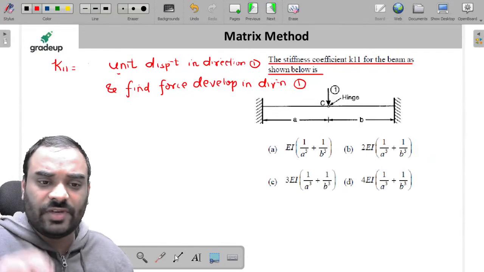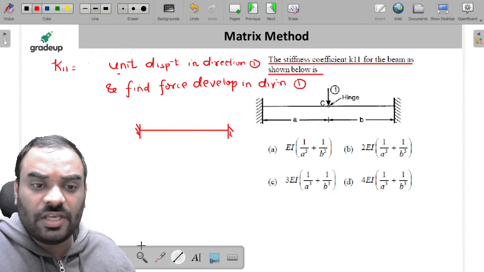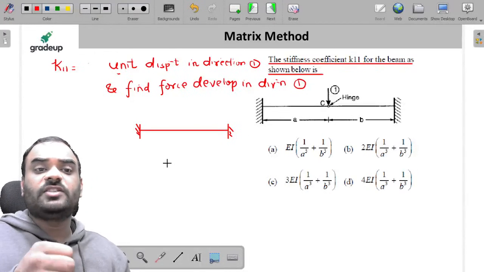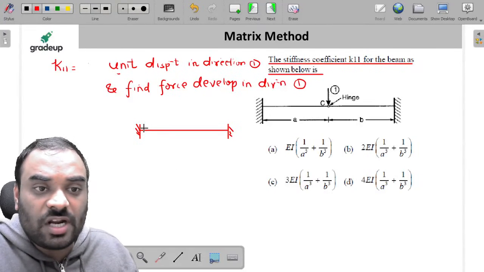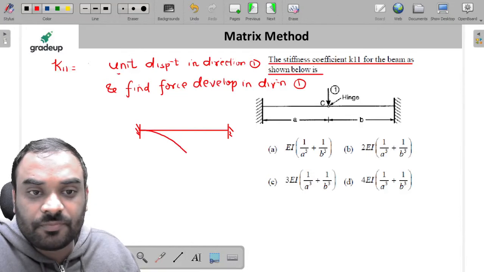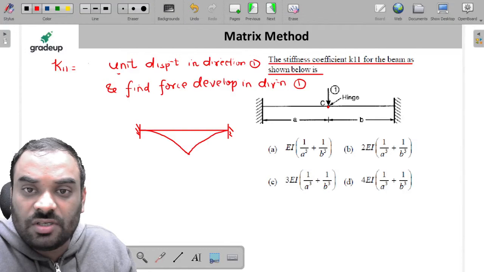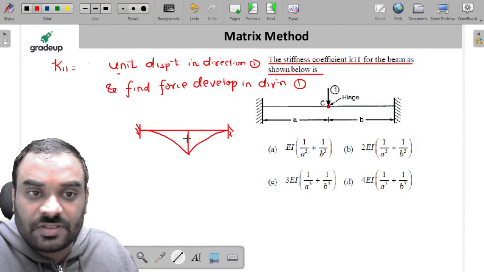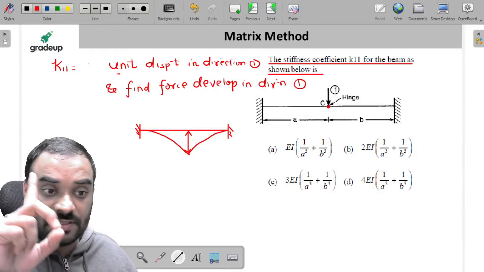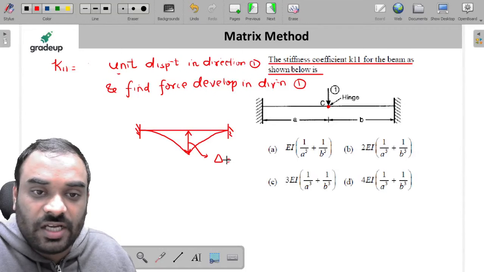Okay guys, it is very simple, so let's do it. It is very easy. Listen carefully. Let us suppose this is your fixed beam, and we are giving a unit displacement in direction 1. So what will happen, my friends? This particular beam will try to deflect in this manner, because there is one hinge over here. This is our unit displacement, delta is equal to 1.